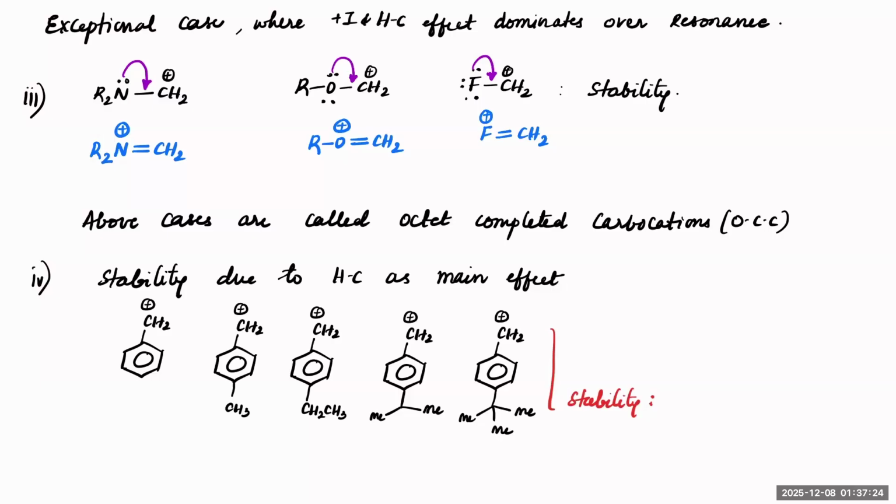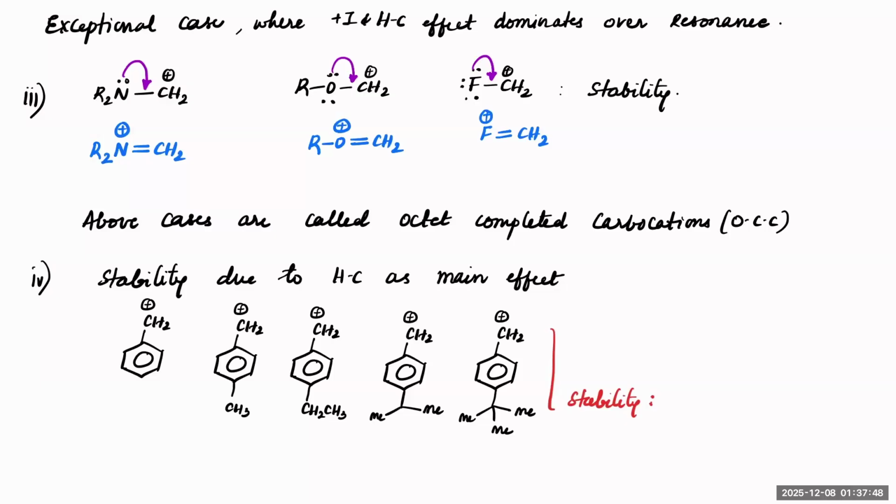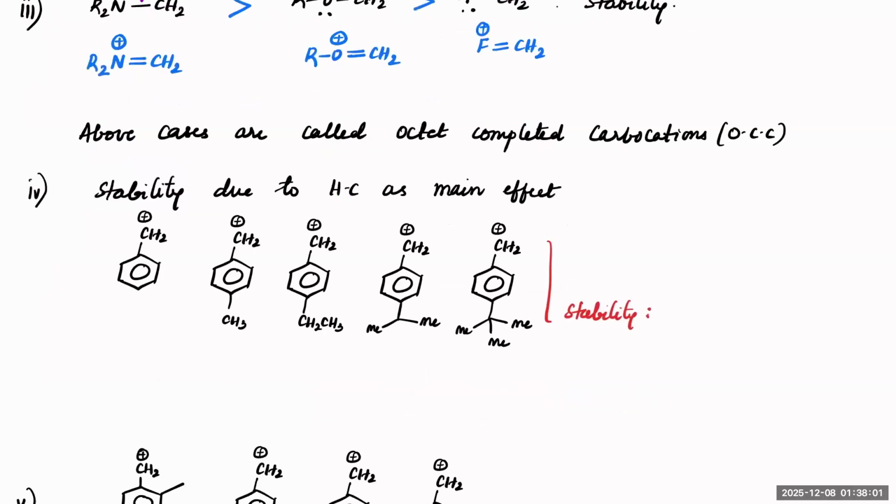Now, if you compare nitrogen, oxygen, fluorine, who can handle positive charge in a much easier way? Nitrogen, because nitrogen's electronegativity is less than oxygen and fluorine. Therefore, stability wise, this carbocation is more stable than this one. Hence, if I give the numbering, I can directly write the stability order like this. It is based on the electronegativity of the atom which carries the positive charge.